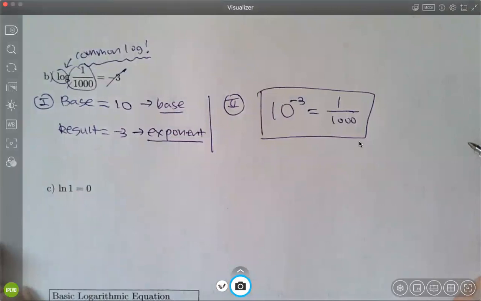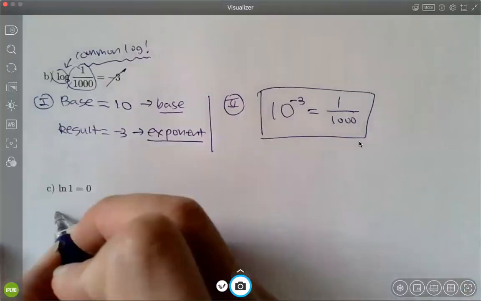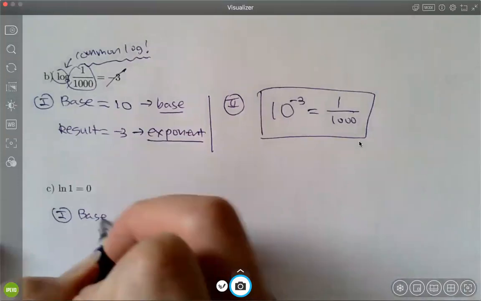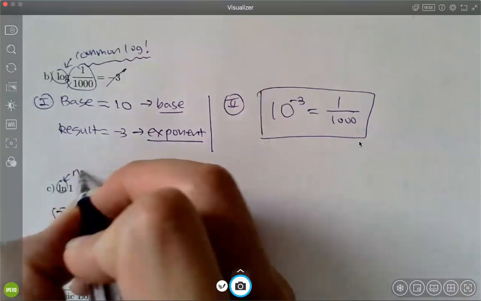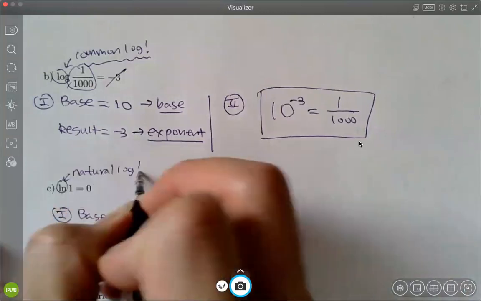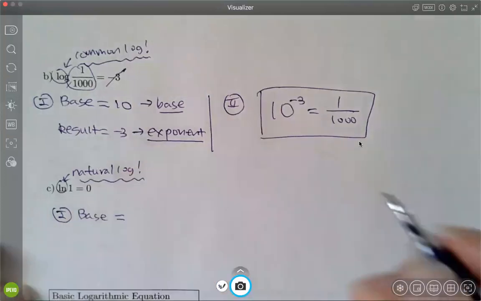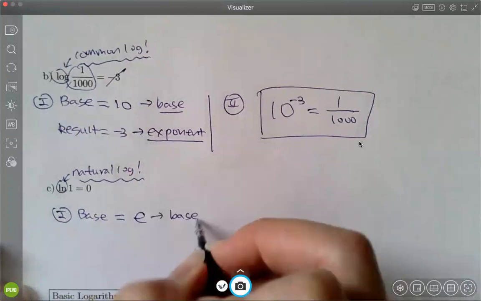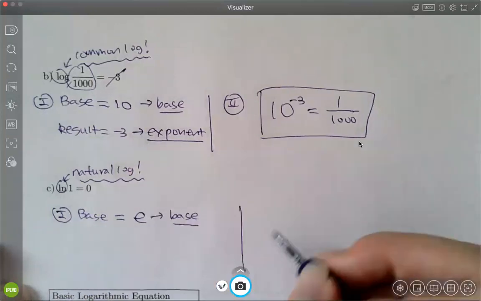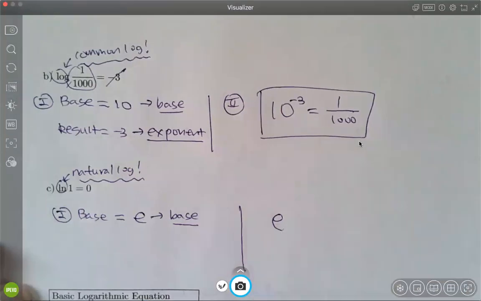And now, part C, ln 1 is equal to 0. Now here, what's the base? e, right? Yeah, because ln is what? The natural log, right? Whose base is equal to what? e, right? And this base becomes the base. So we have what? e, and then to the power something, right? Now, what should this power be?